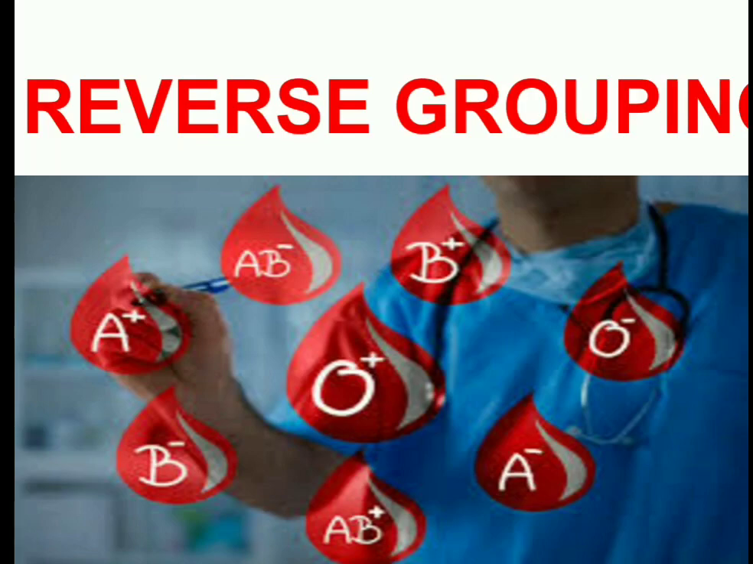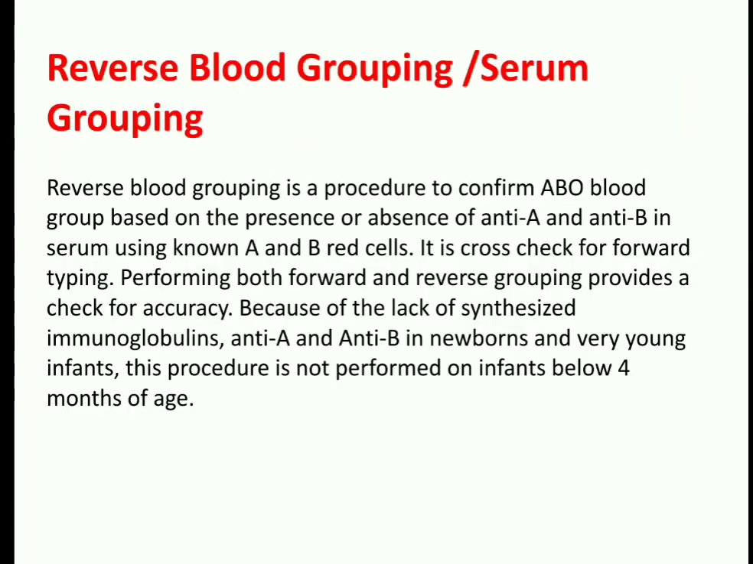In this video, we are going to discuss reverse grouping of blood. Introduction to reverse grouping, or it is also called serum grouping. This is the procedure to confirm ABO blood group based on absence or presence of anti-A and anti-B in the serum using known A and B cells. It is also used as a cross-check for the forward typing. If you haven't seen the video of forward grouping, the link will be given below in the description box.